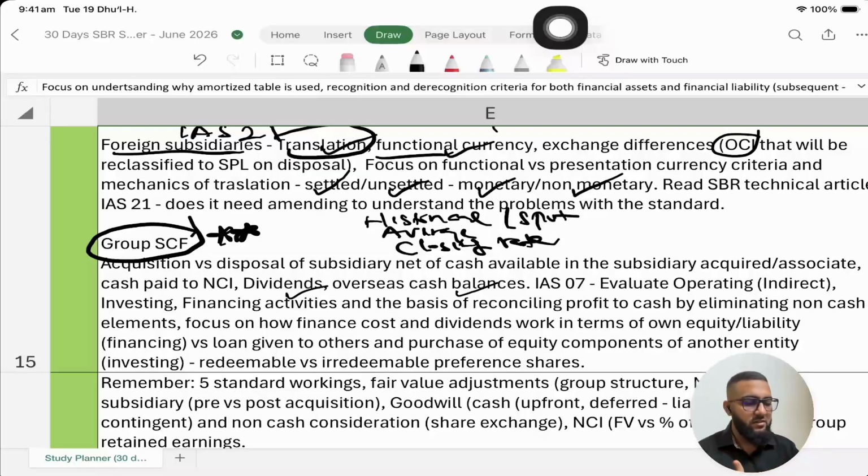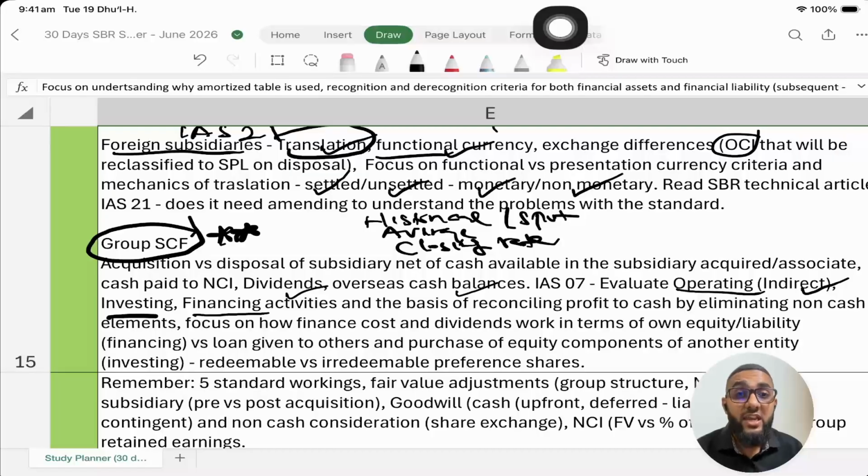So this is the single element, non-group element of cash flows. So IAS 7 applies here. IAS 7 applies there also in the group aspect as well. But when you take IAS 7, it's cash flow as a whole, right? Group and non-group elements, both are applicable here. Okay. So evaluate operating, investing, financing activities, and how the operating indirect method is more important than the direct method. The indirect method is what's more important.